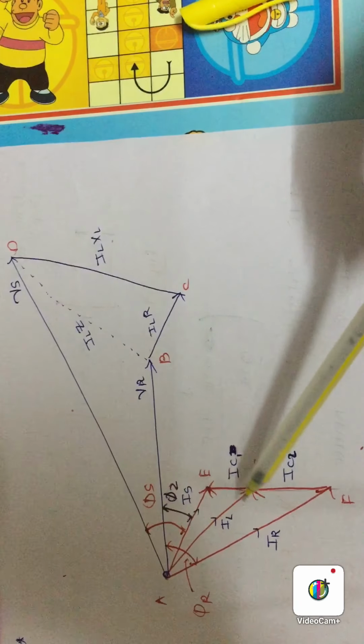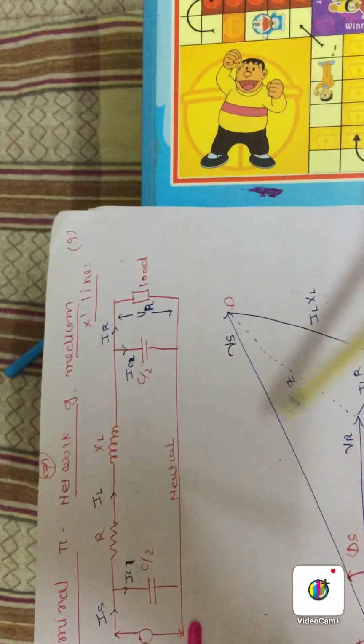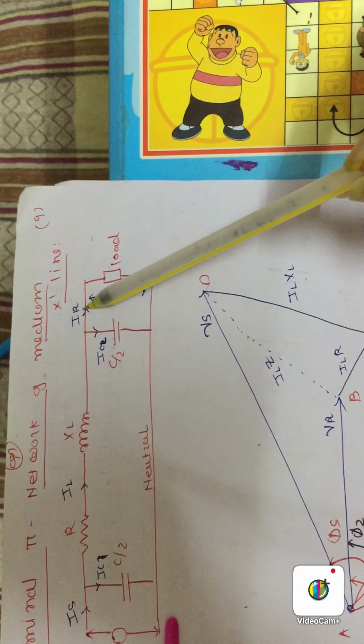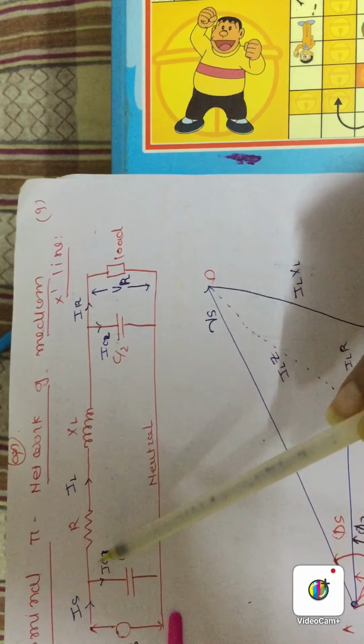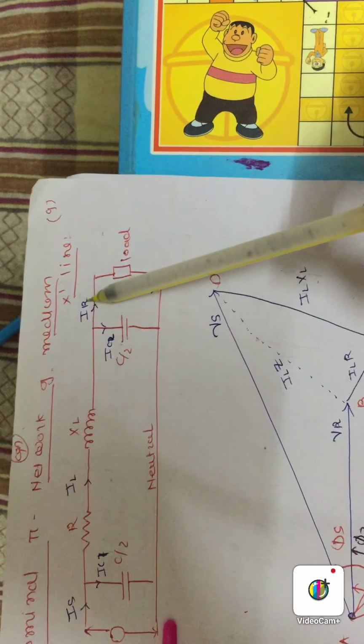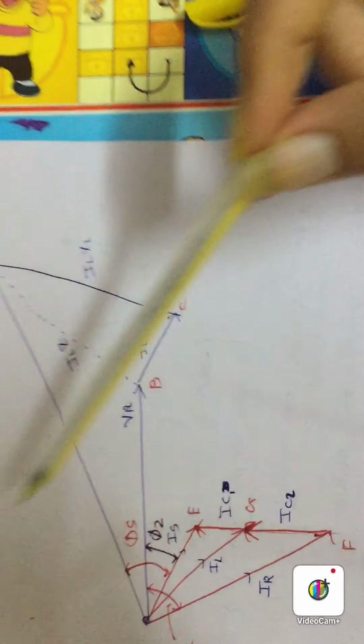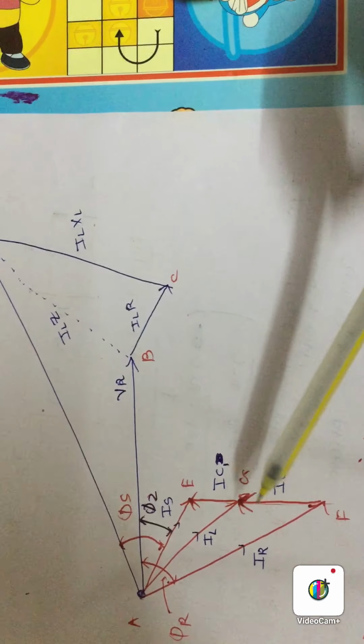તો ફિગર ઉપરથી જોઈ શકાય કે શું છે? તો કે IR પ્લસ IC2 પ્લસ IC1 ઇક્વલ ટુ IS. એટલે IC1 IC2 અને IRનું એડિશન કરીએ તો IS થાય. હા, તો ફિગર ઉપર જોઈ શકાય IR IC2 IC1 તો IS થાય.